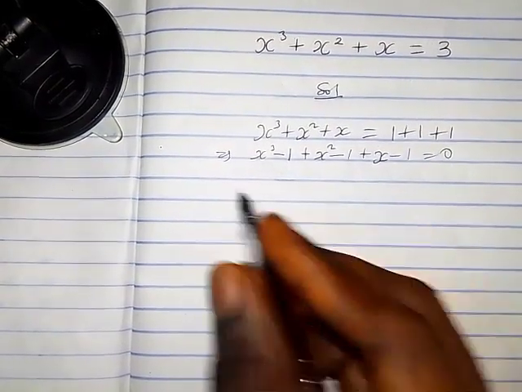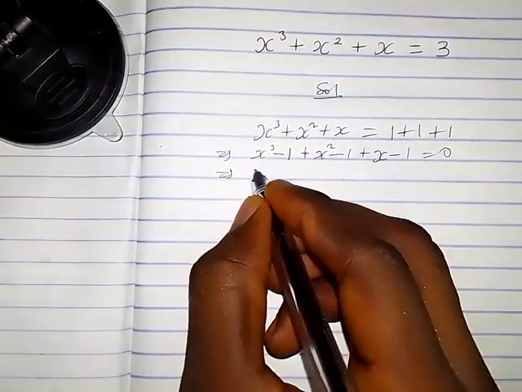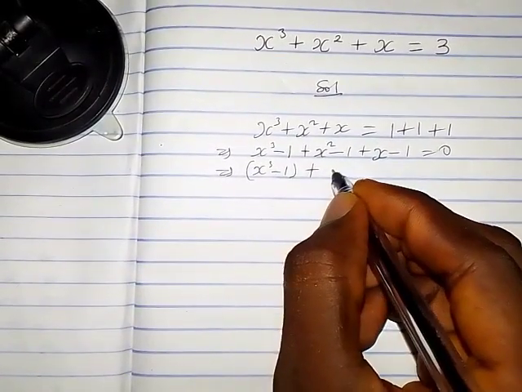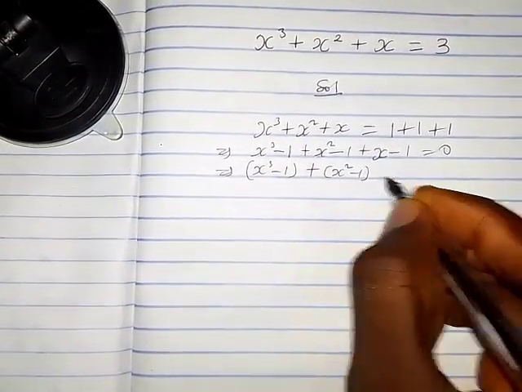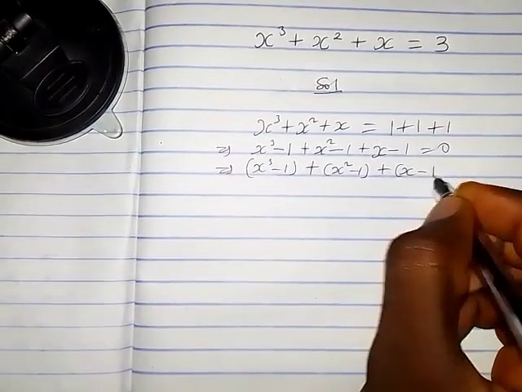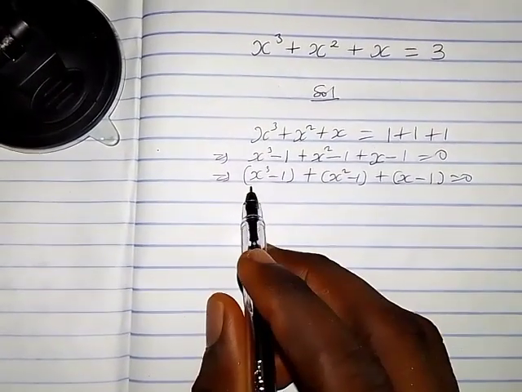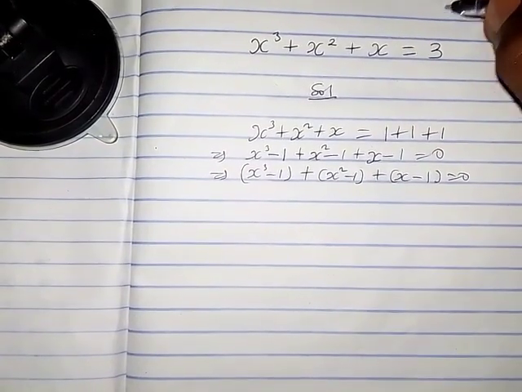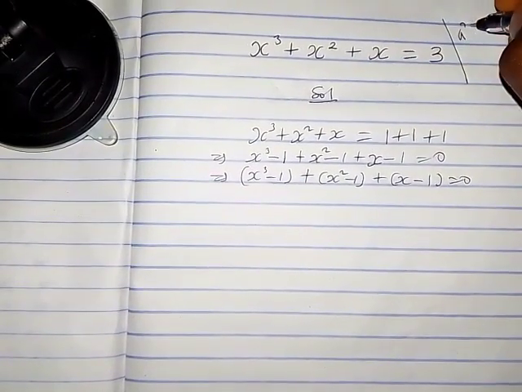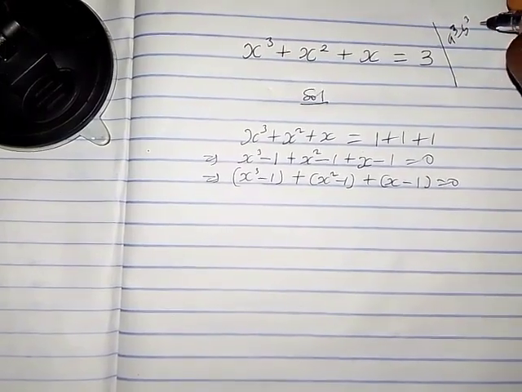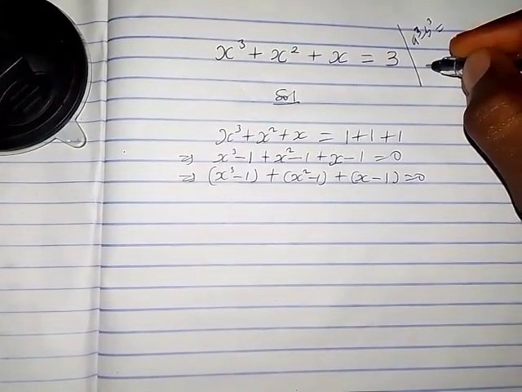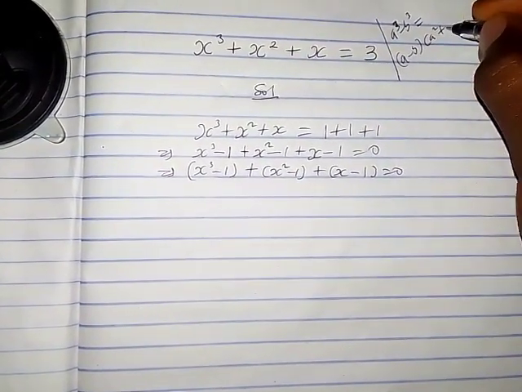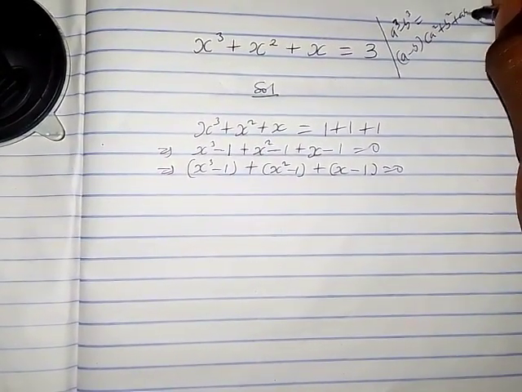So nothing has changed. This implies x raised to the power 3 minus 1 plus x squared minus 1 plus x minus 1 equals 0. Now, x raised to the power 3 can be expressed as, recall that whenever we have a raised to the power 3 minus b raised to the power 3, it is the same thing as writing a minus b times a squared plus b squared plus ab.